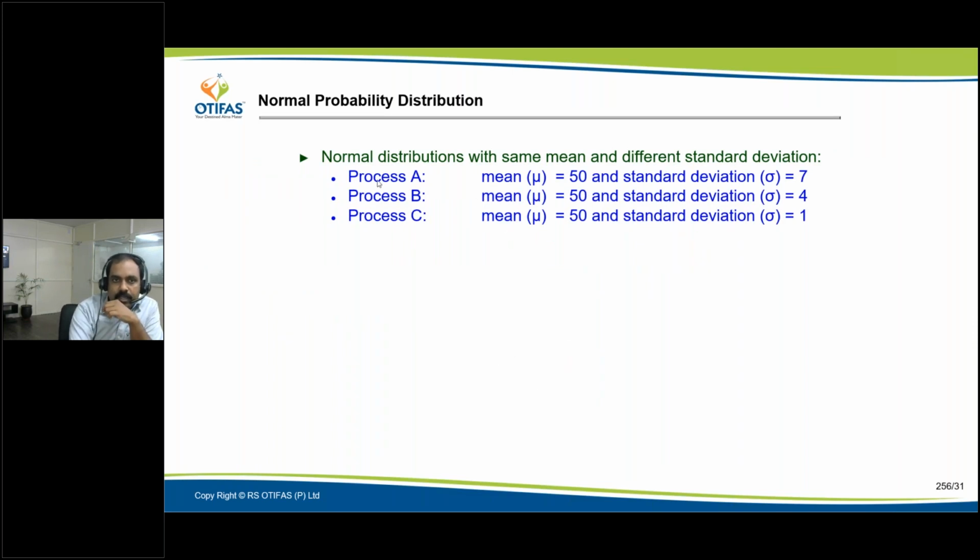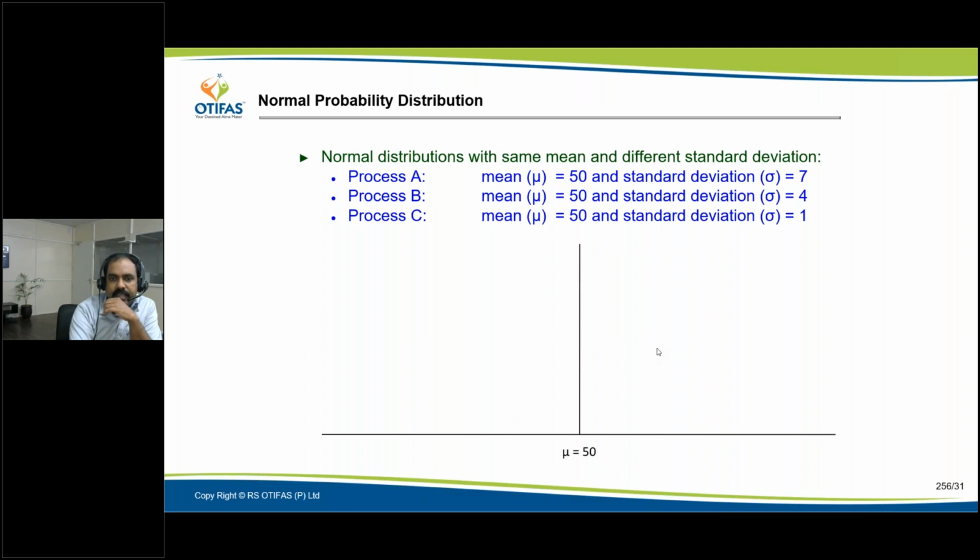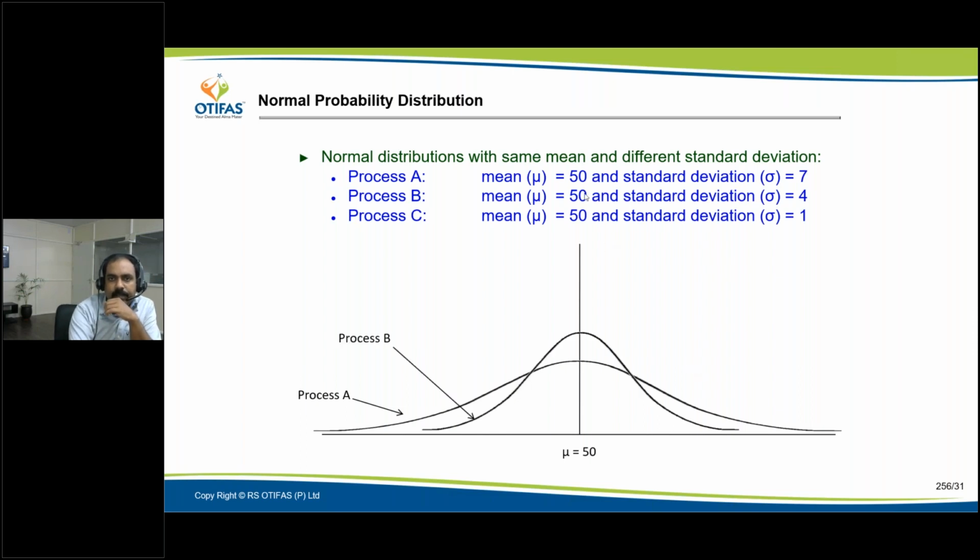processes. Like I have process A, process B, process C. The mean of all these processes is the same, but the standard deviation is different. Let us see how it looks. Process A mean is 50, standard deviation is 7. Process B mean is 50, but standard deviation is 4. And process C mean is 50 and standard deviation is 1.